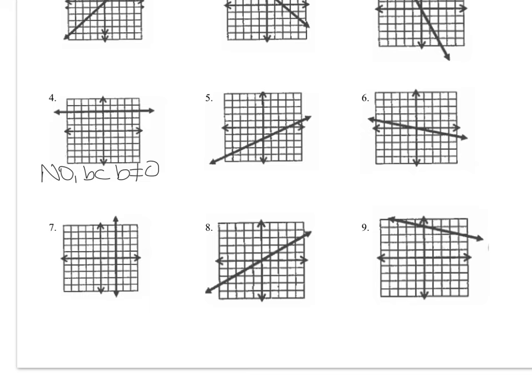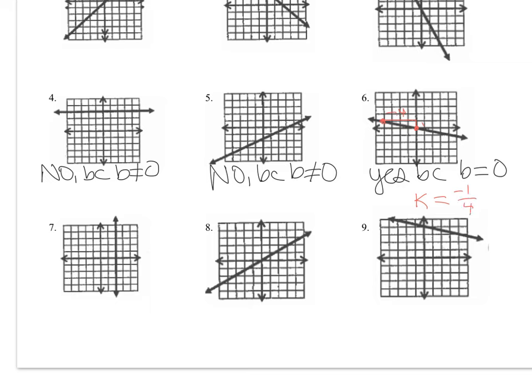Okay? How about number 5? No, because it doesn't pass the origin, because b does not equal 0. Well, how about number 6? It passes through the origin, so yes, because b equals 0. So since b equals 0 and I said yes, I have to determine the constant of variation. So the variable for constant of variation is k. And how do we find k? Well, we do rise over run. So I rose 1, ran 1, 2, 3, 4. So k is negative 1 over 4.